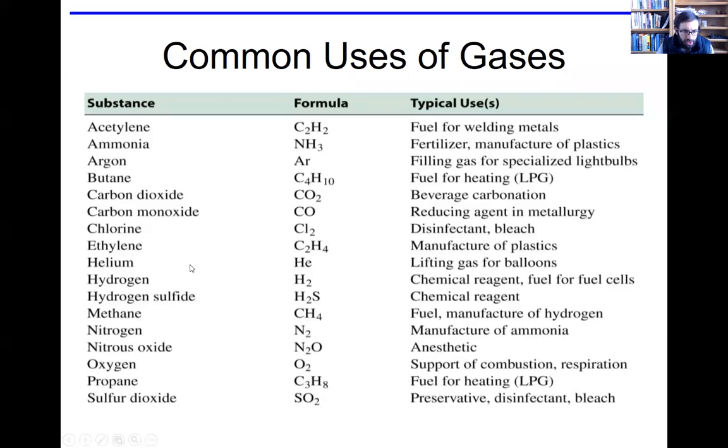Of course, we have the noble gases like helium. We have air that we breathe, so nitrogen, oxygen, and argon. Argon's also a noble gas, but it's about 0.9% of air. And then there's the flammable ones used as fuels, things like acetylene, butane, propane, methane. This is the main component of natural gas in our homes.